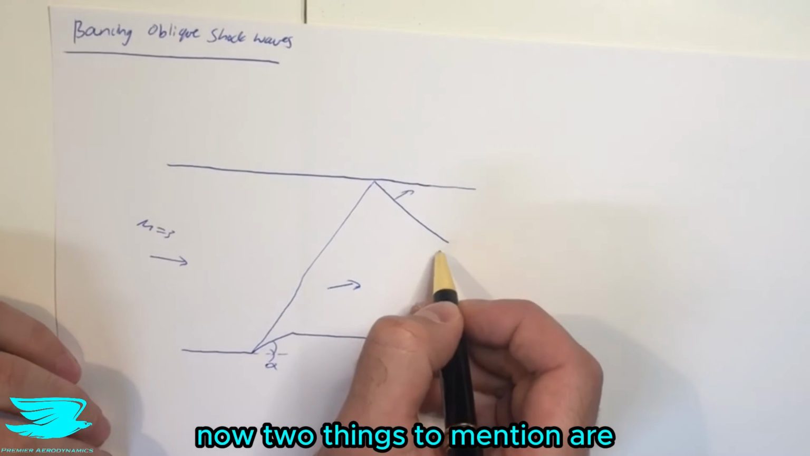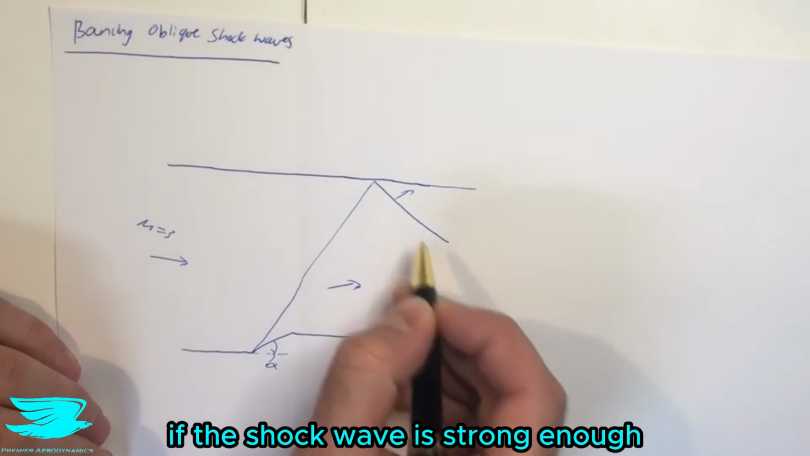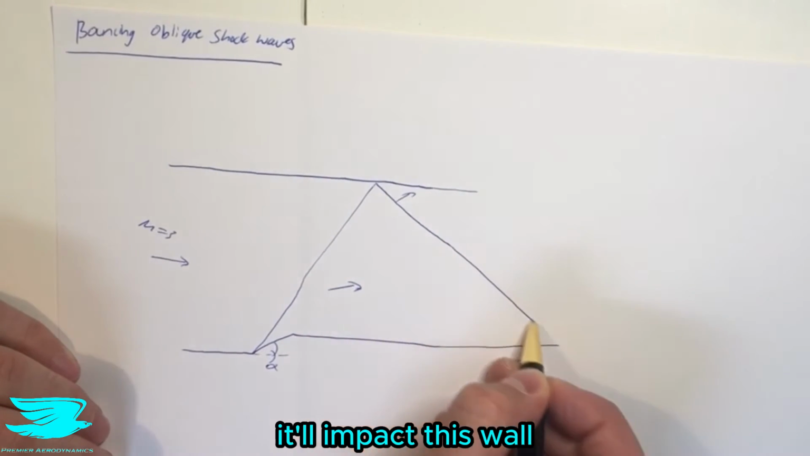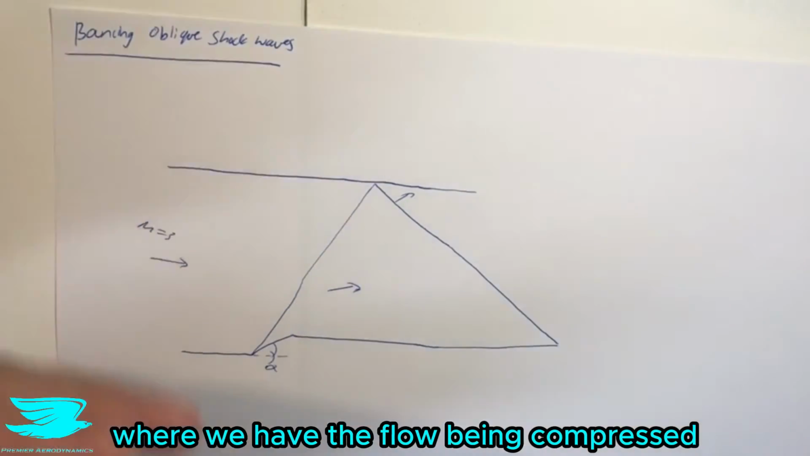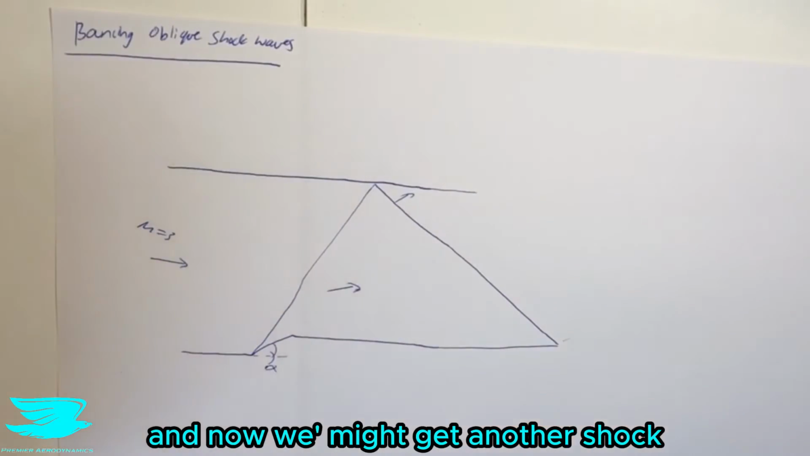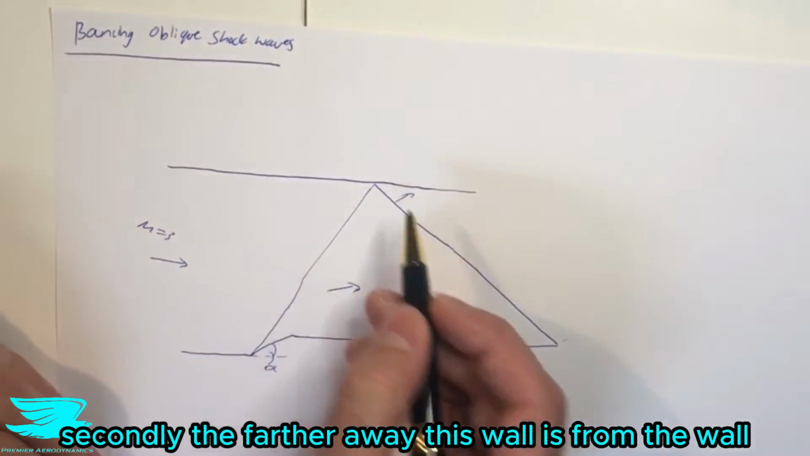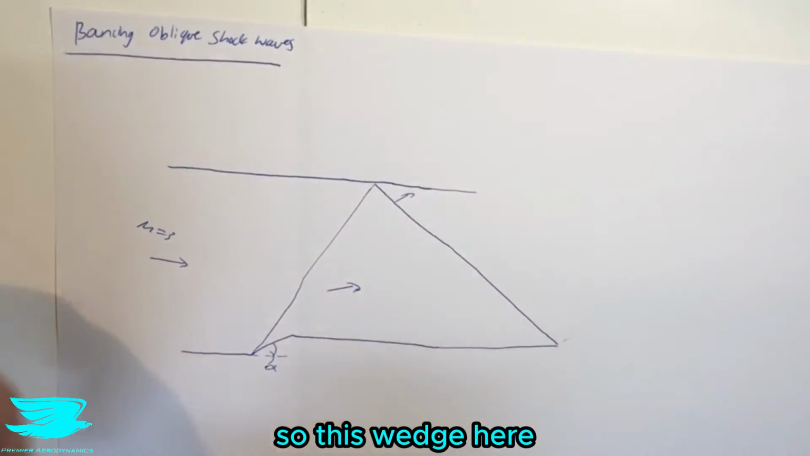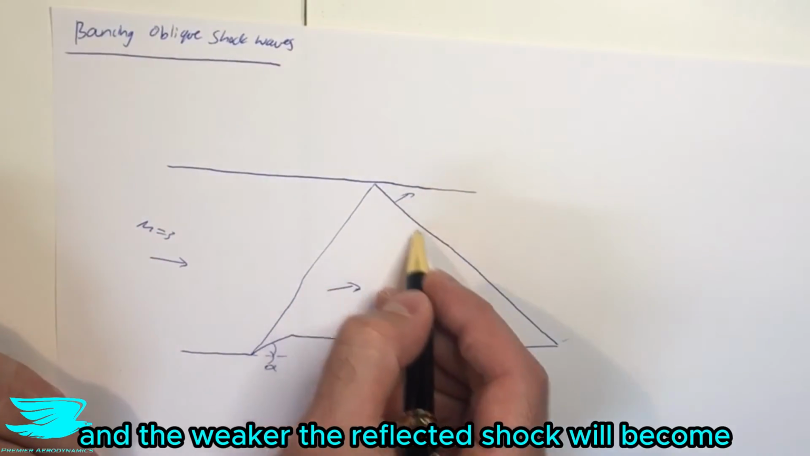Now, two things to mention are, first, what happens to this shockwave? Does it just continue? Well, if the shockwave is strong enough and we have another wall down here, it will impact this wall, and again we get the exact same thing happening where the flow is being compressed and now we might get another shock. Secondly, the further away this wall is from the wedge that is making the shock, the weaker the shock will end up being as we get to this wall.